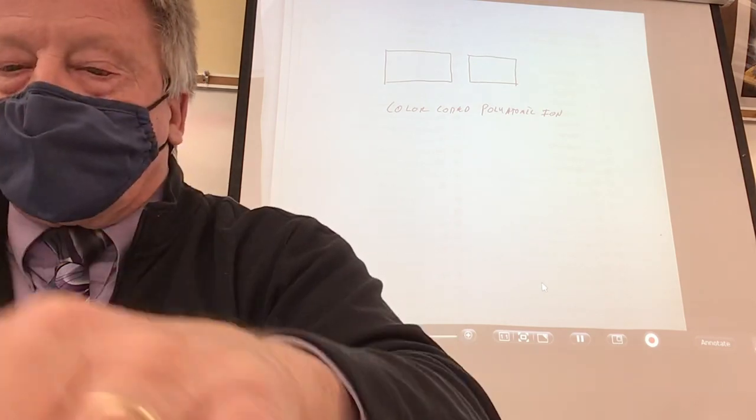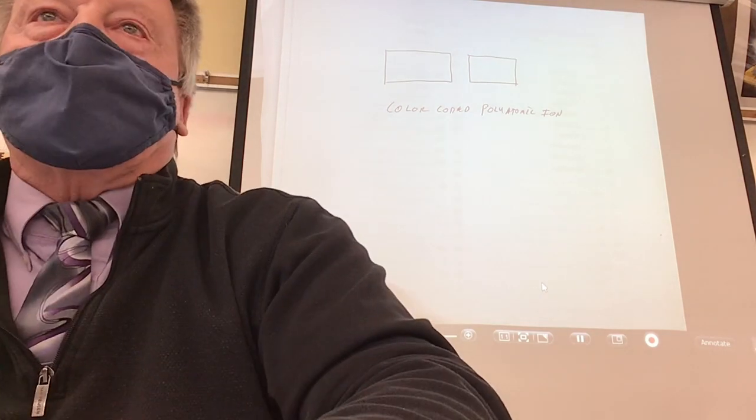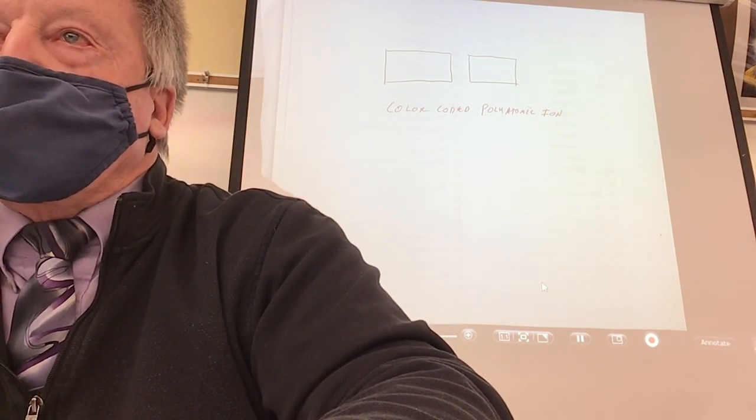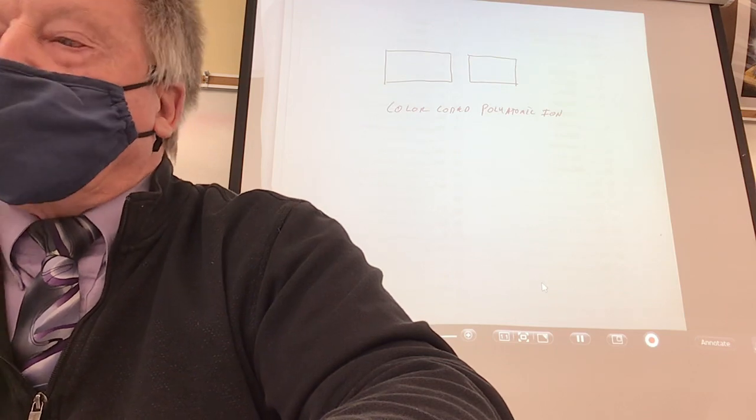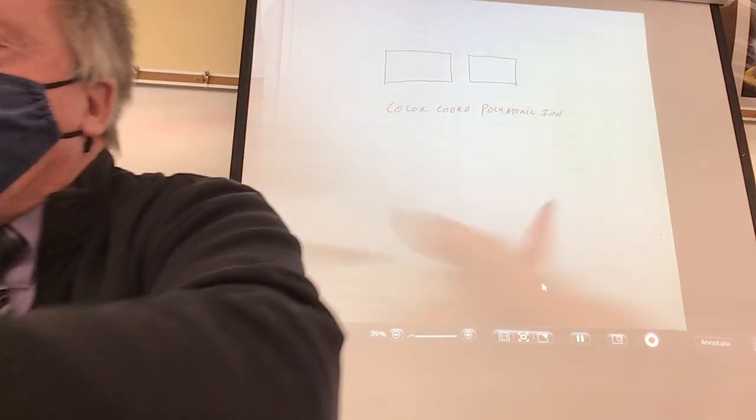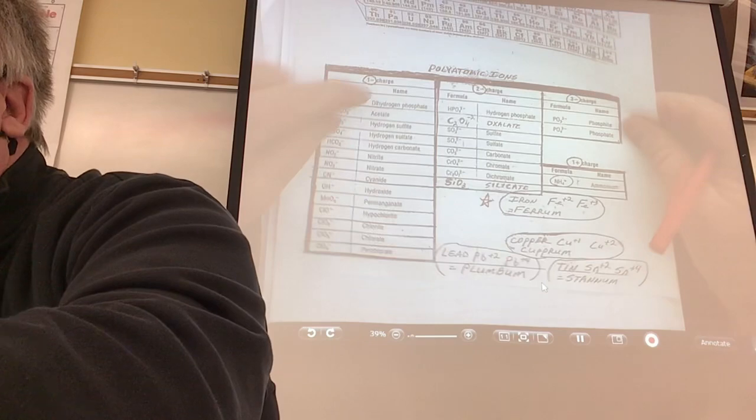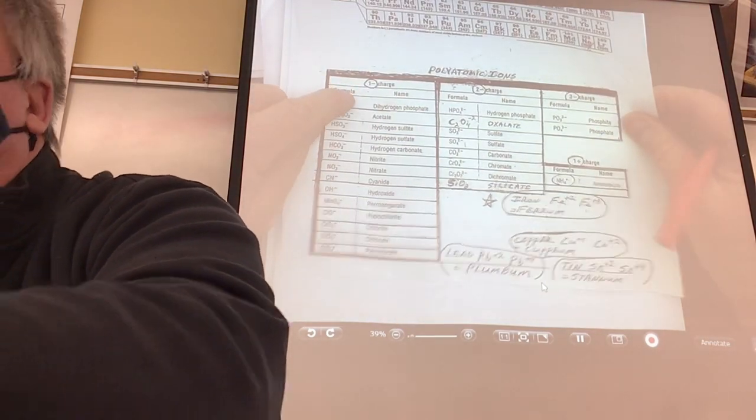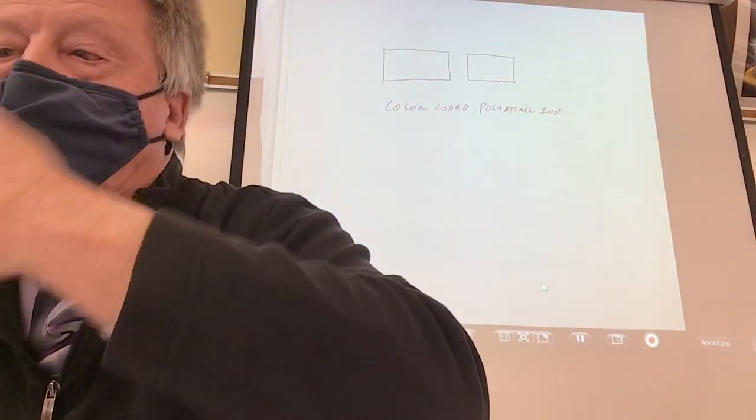Now what we're going to do is we're going to take, and let's say, I don't know, Aiden, do you have a favorite color? Blue. Okay, so let's say Aiden's favorite color is blue. Aiden, take a look here. Do you notice that most of the polyatomic ions have a -1 charge? So you're probably going to use blue for that because you like blue.